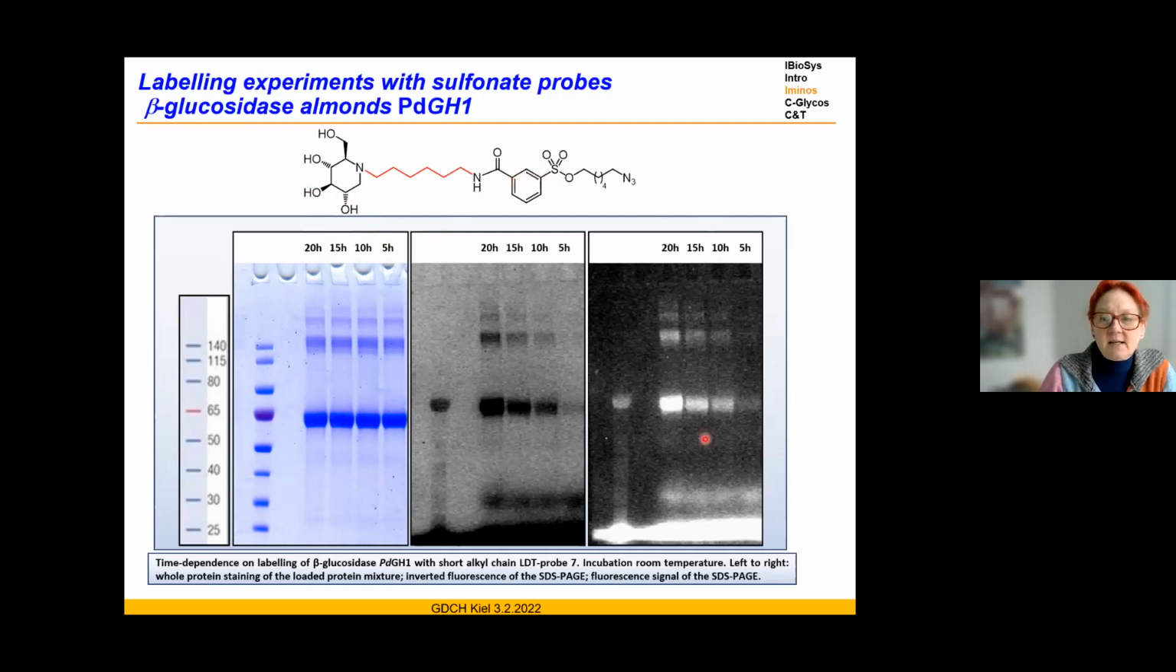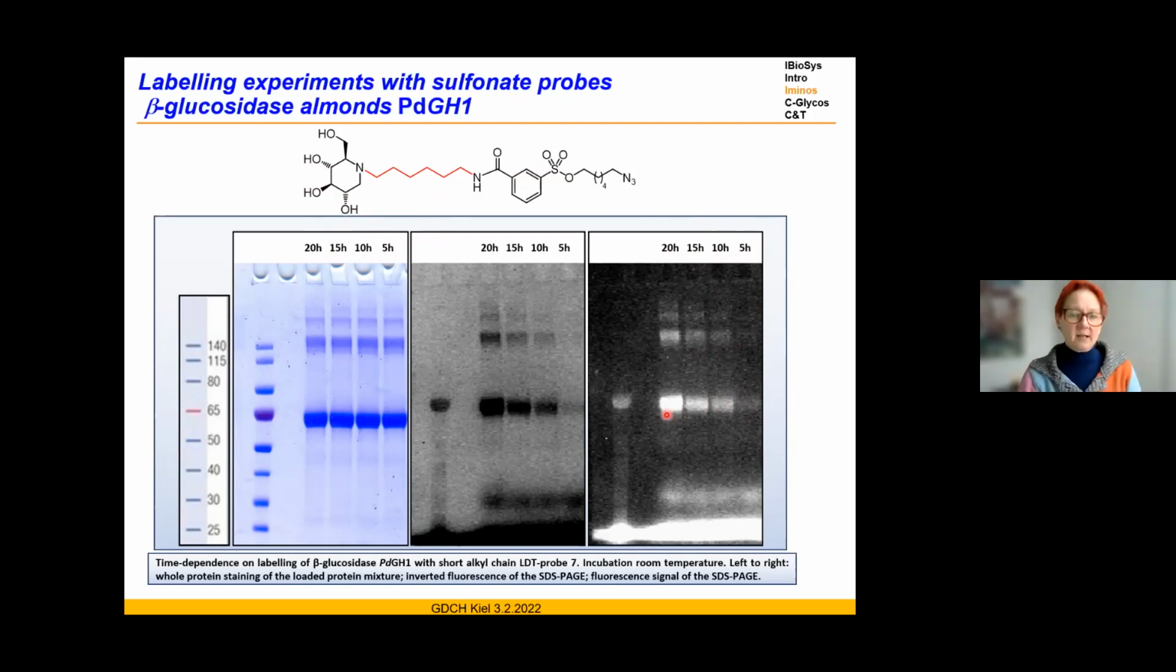And we see here in the fluorescent readout a textbook labeling, I would say, of the enzyme in a time-dependent manner. So at 5 hours, the short incubation, we see hardly any fluorescence. And then with increasing time, we also see an increase of labeling.